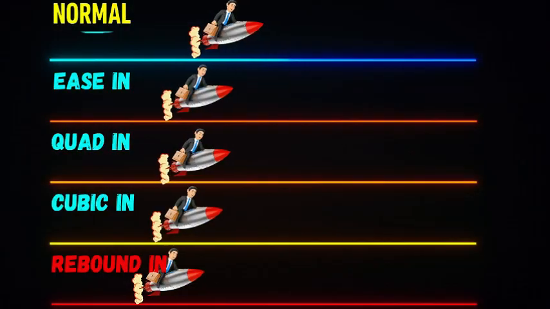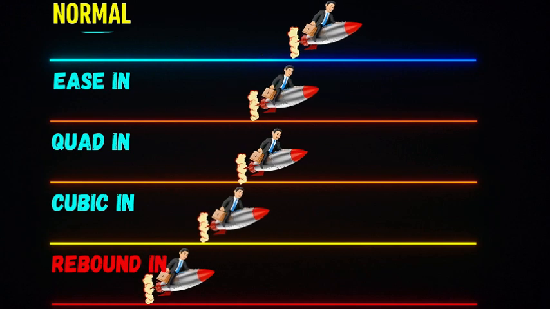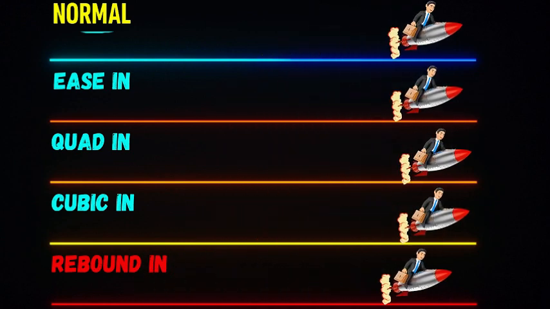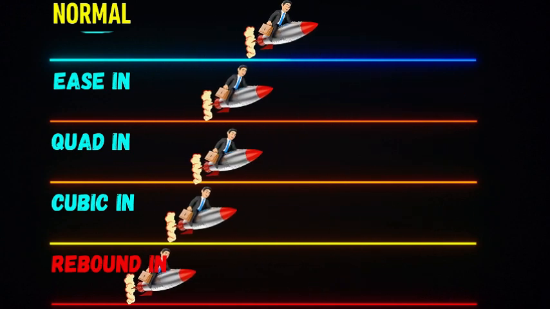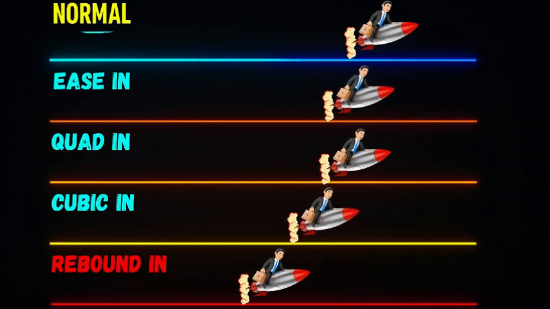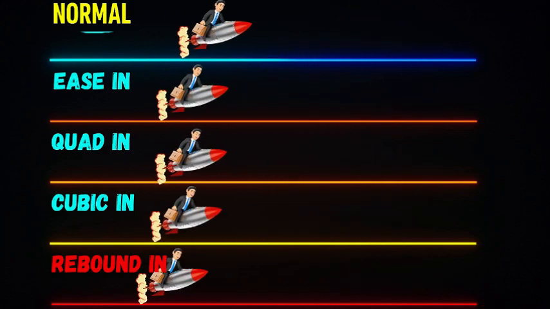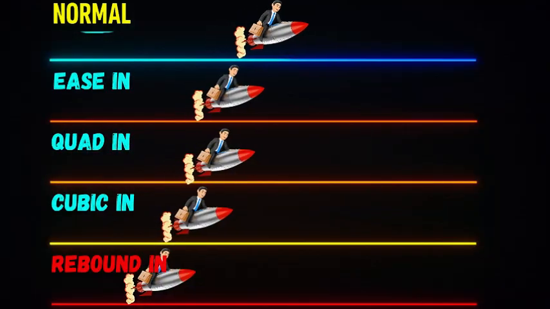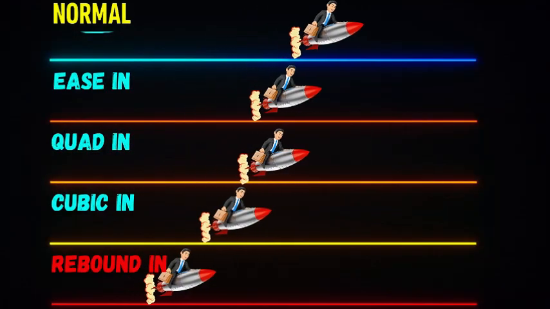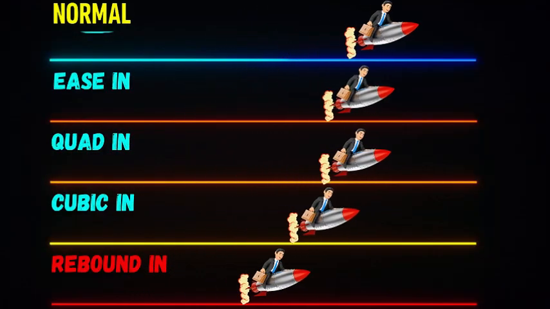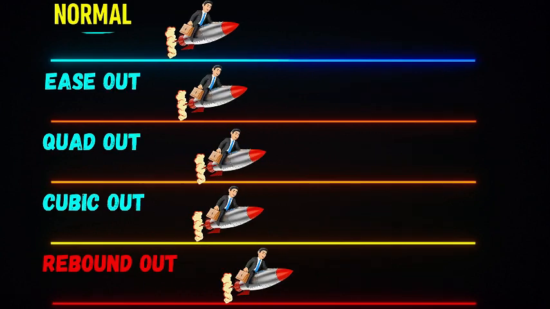In graphs: ease in, quad in, cubic in. All of them start slow and pick up speed toward the end. Great for bringing objects onto the screen gently. The difference between ease in, quad in, and cubic in is how dramatic that acceleration is. Ease in is a simple slow to fast motion, quad in is a bit more extreme, and cubic in is the most dramatic of all.